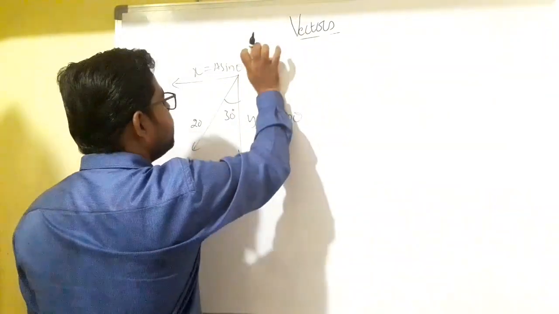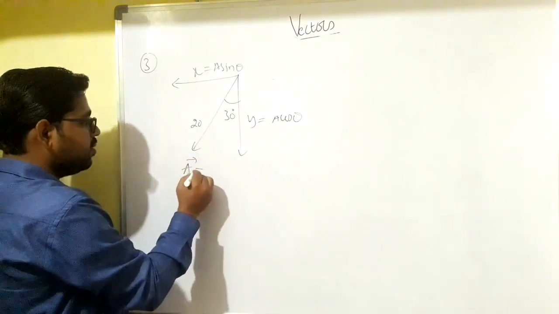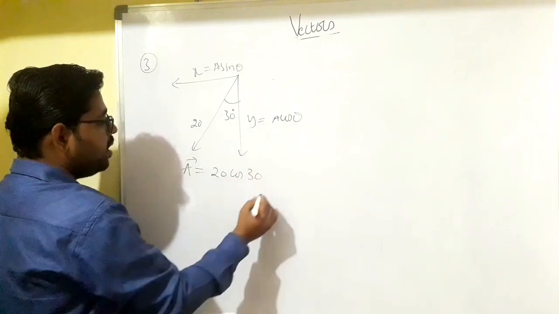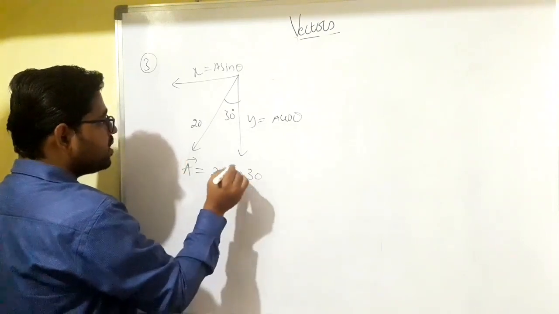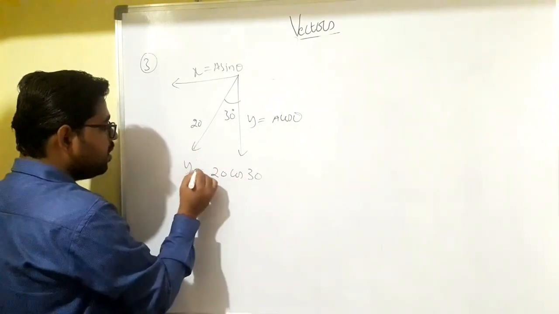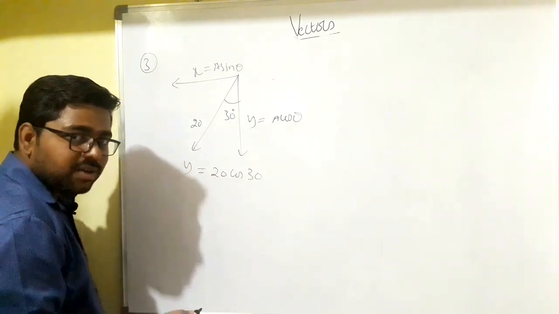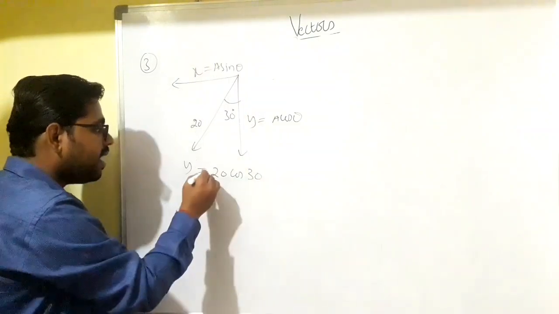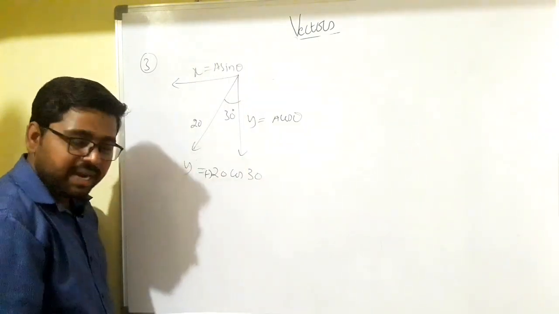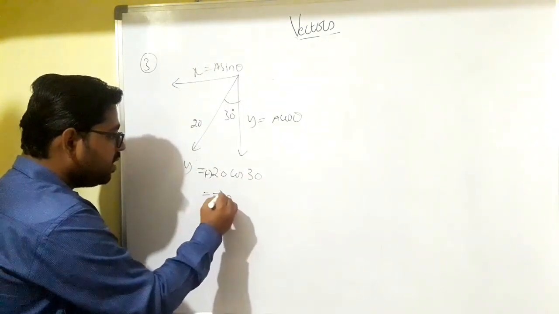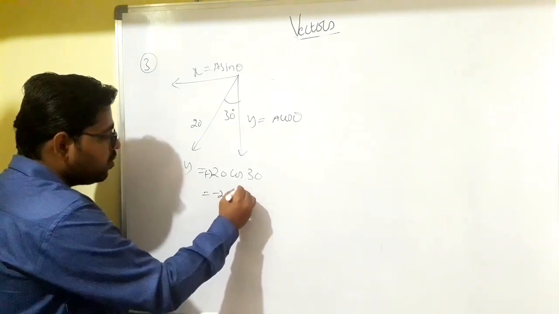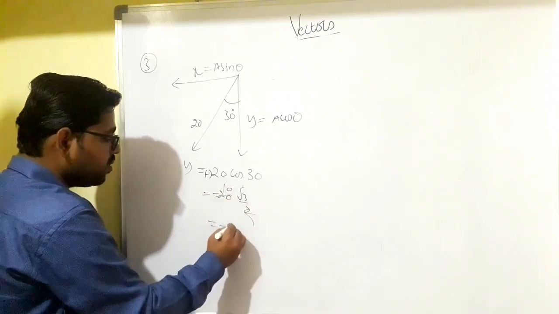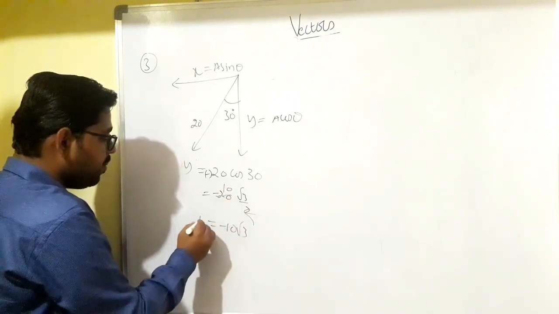So a vector is equal to, let me write here. First let me write y. Y is equal to a cos 30. Now what is the direction of y sign? If you consider, it is in the third quadrant, so this sign should be negative. So minus 20 cos 30, that is root 3 by 2. Okay. So the 2s cancel, so that is minus 10 root 3. Okay. That is y component.